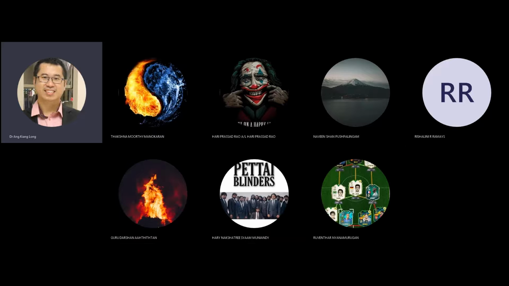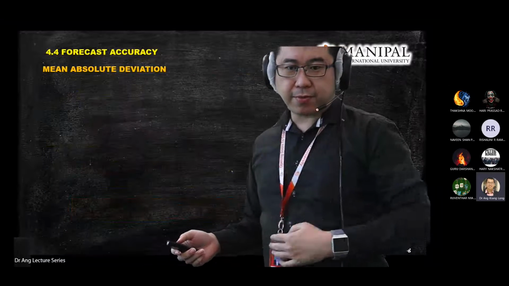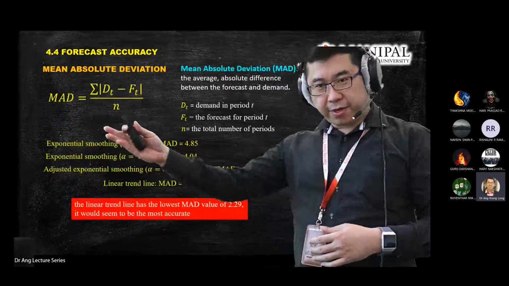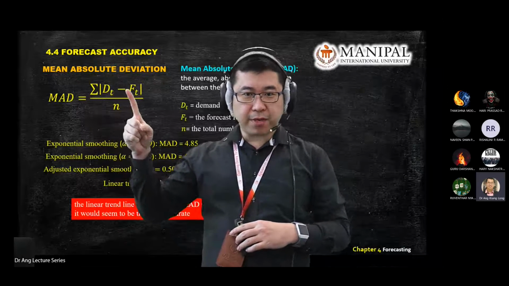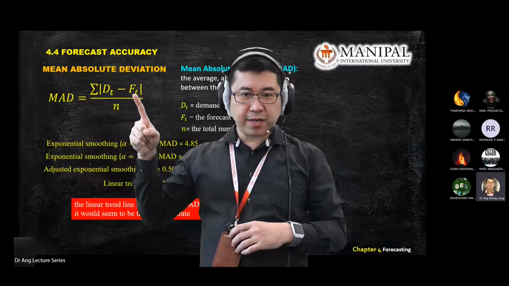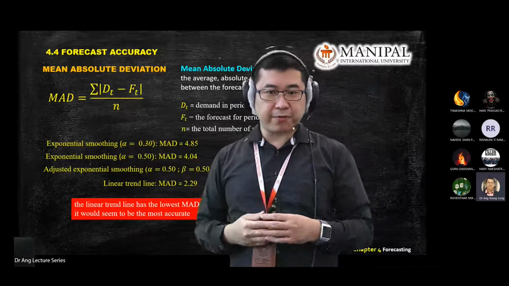Okay, let's go a little bit more. So just now, we have seen what MAD can do. MAD equals the sum of the absolute differences between demand and forecast error, divided by the total number of periods.